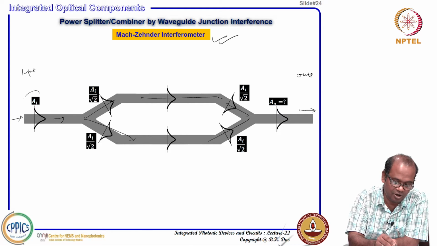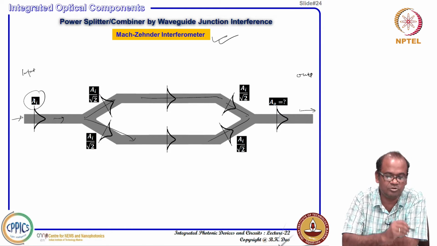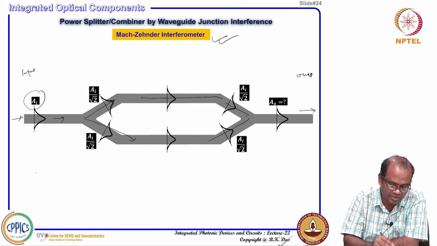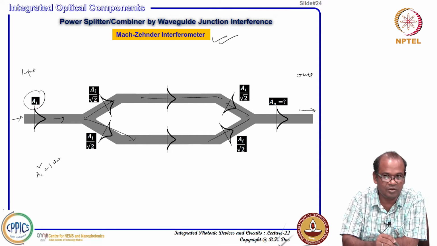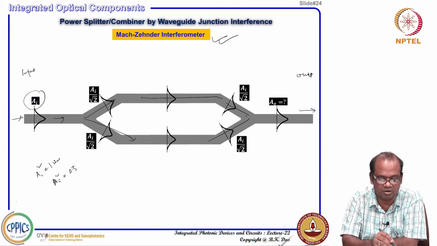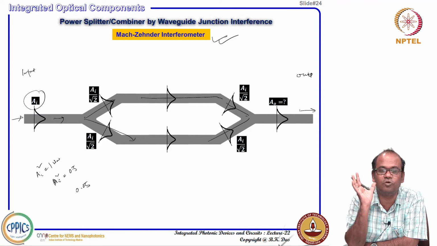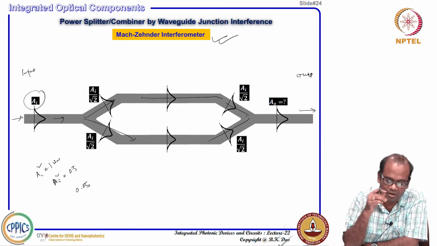If you are launching here light with amplitude AI, it may not be normalized. Suppose it was normalized, then AI square would be equal to 1 watt. But if it was not normalized, it can happen that AI square equals 0.5, that means 500 milliwatt launched, and if it is this one, then 50 milliwatt is launched. So, depending on that, AI is known to you.